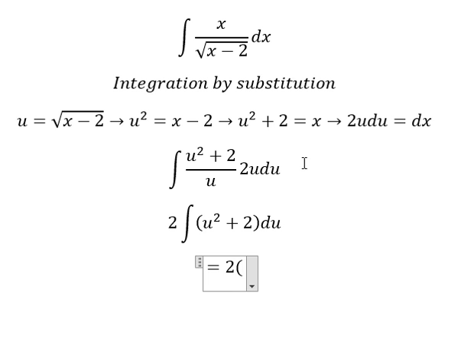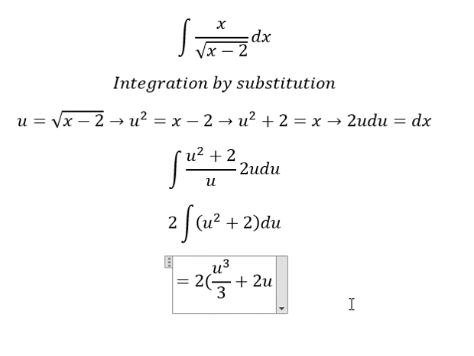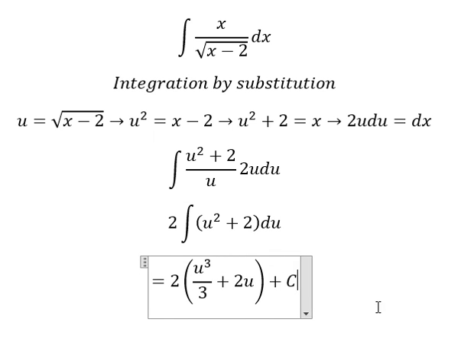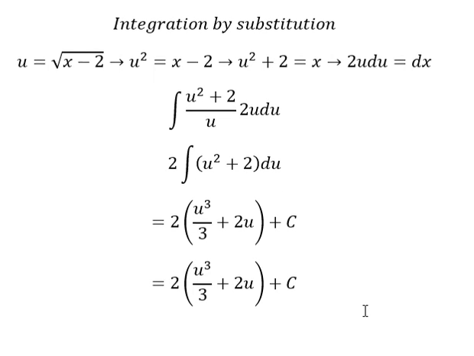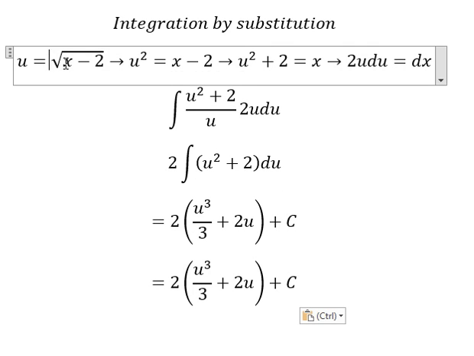The integration of u squared, we have u to the power of 3 over 3. Number 2 we have 2u, and I will put plus c. About u, that is about this one.